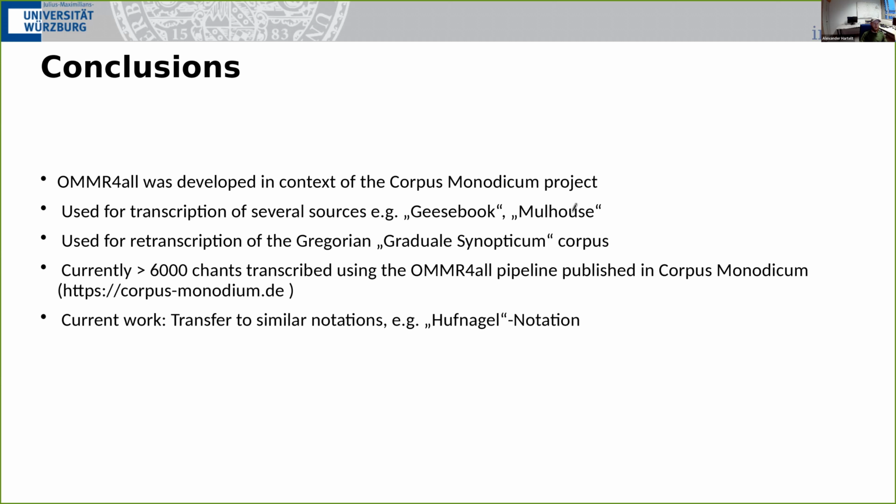We transcribed the Mulhouse source. Also, recently we retranscribed the Graduale Synopticum corpus, which is a data set where the raw transcription got lost and only the rendered images were still available. And currently we have transcribed about 6,000 different chants using the automatic pipeline.